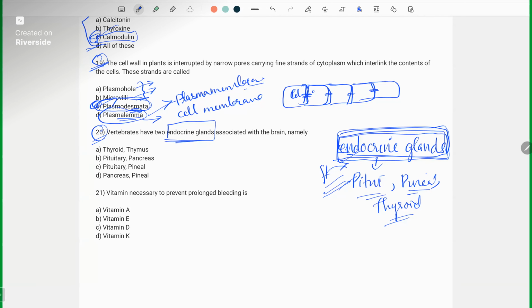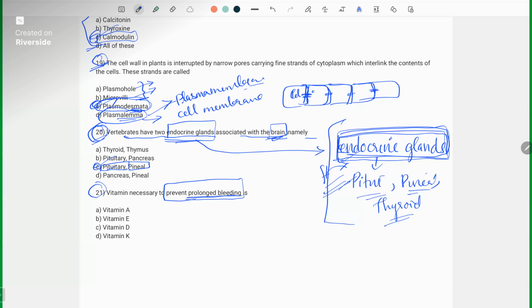Okay. Come to question 20. Vertebrates have two endocrine glands associated with the brain, namely it is pituitary and pineal. With the brain associate ஆயிருக்கும். Even with respect to digestive tract, pancreas associate ஆயிருக்கும். Endocrine glands is a whole a lot. Okay. With respect to brain, it is pituitary and pineal. Question 21, a repeated question as I said. To prevent prolonged bleeding. What is the answer? B, ma'am. Yeah, ma'am. Vitamin K.